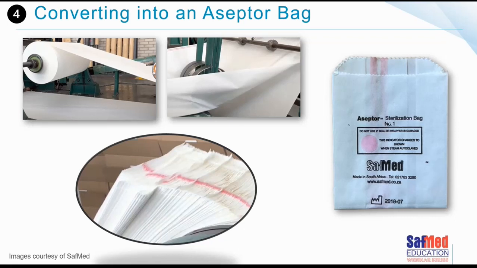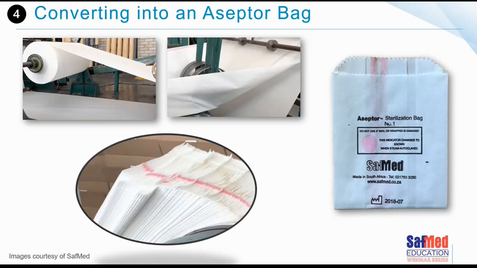Right. These Aseptor bags are manufactured locally in Cape Town. We have a manufacturing team of about 30 staff members. And of course, SafMed holds the ISO 13485 certification, which includes the process for manufacturing Aseptor bags. The raw materials that are used to manufacture the bags are produced in compliance with the relevant international product standards. For example, the medical grade paper and the sterilization ink used comply with the relevant ISO standard.